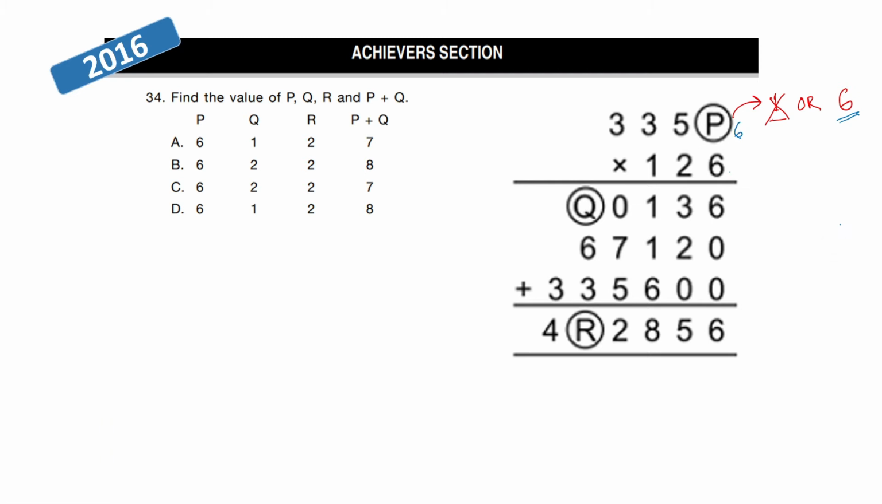That means let's take P to be 6 here. 6 times 6 is 36, 6 carry 3. 6 times 5 is 30 plus 3, 33, 3 carry 3. 6 times 3 is 18 plus 3, 21, 1 carry 2. And 6 times 3 is 18 again plus 2 is 20. So this Q would be 20. So we have found our P which is equal to 6, Q which is equal to 2.